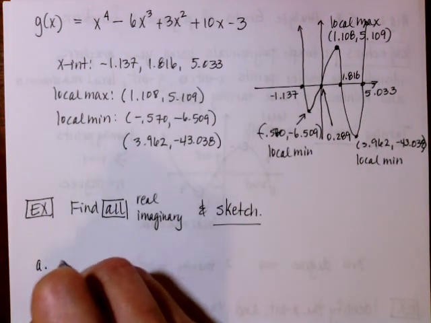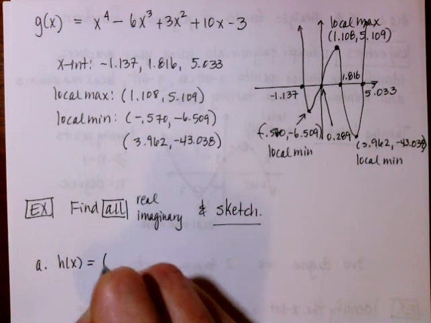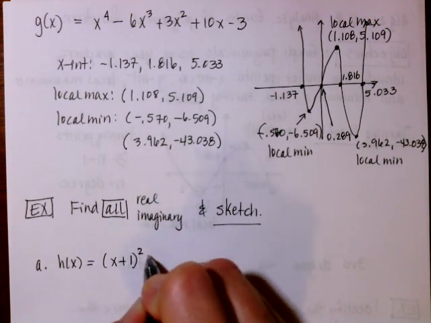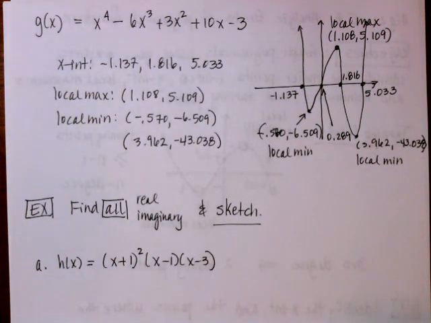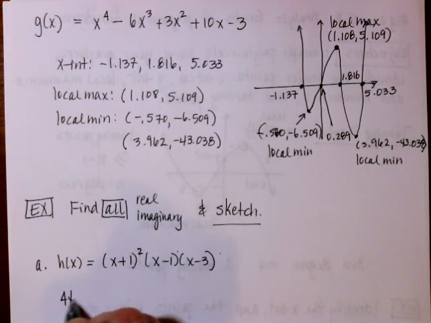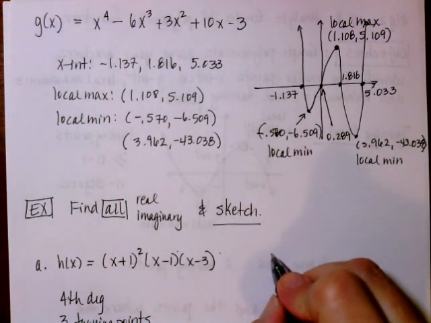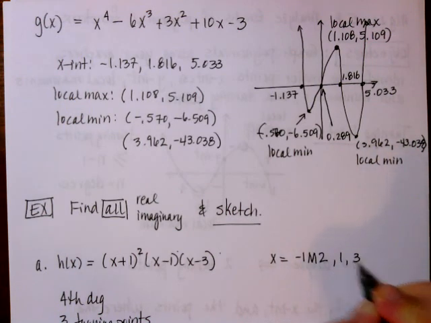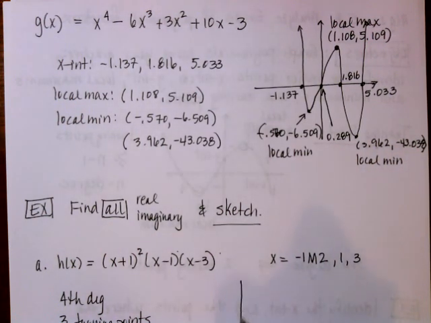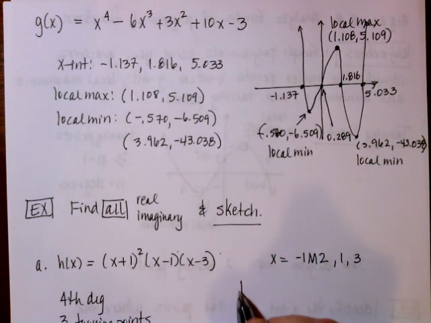So the first one that we're going to do, you're going to be given h of x, and it's going to be (x plus 1) squared, (x minus 1), and (x minus 3). Okay? So I actually know this is a 4th degree polynomial. I know that it's going to have 3 turning points. And I know that it has zeros, so my x's are going to be negative 1 with a multiplicity of 2, 1, and 3. So I could actually get a pretty good graph before I even used my grapher.